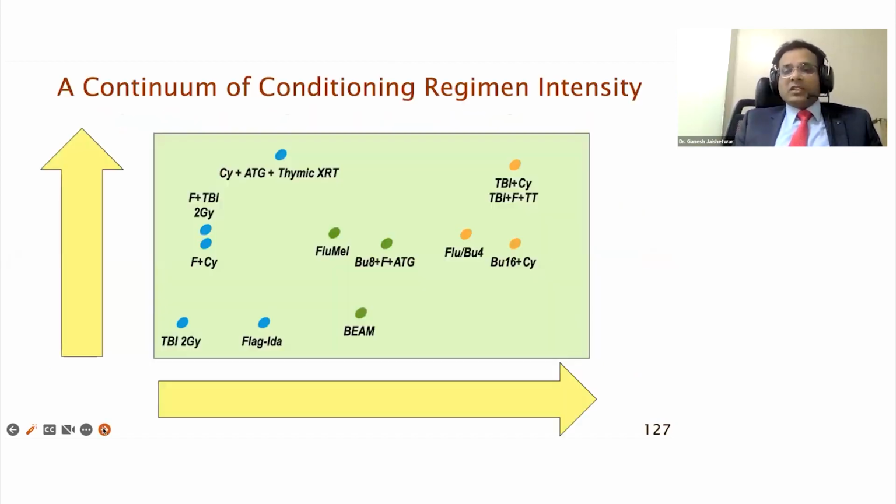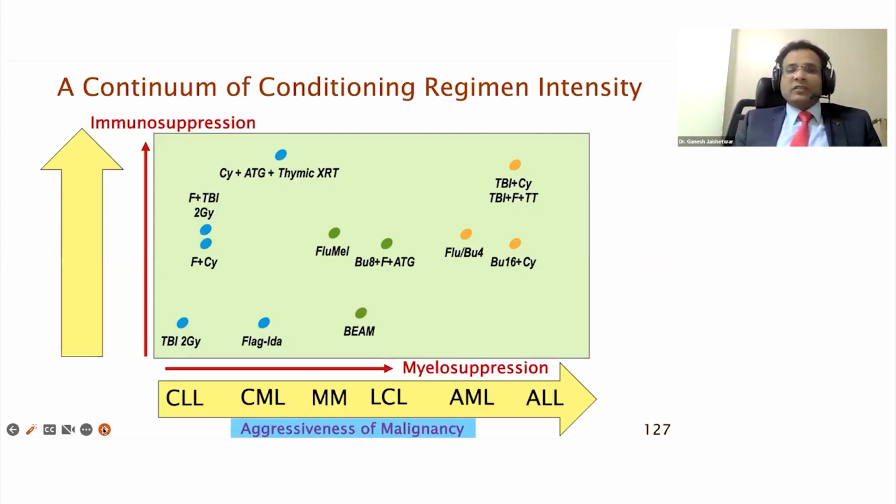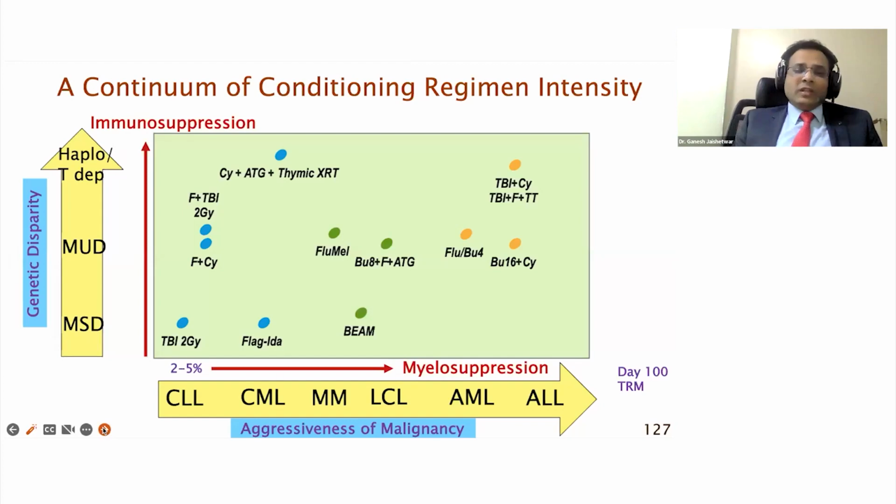So again, the conditioning regimen intensity depends on the disease for which it is used. There are diseases where you need more myelosuppression, mostly leukemias, whereas with unrelated donor transplants, you need more profound immunosuppression. So the dose intensity varies, and as you increase the myeloablative potential of the conditioning, the treatment related mortality at day 100 keeps on increasing from 2% to more than 10% as you intensify the conditioning chemotherapy drugs.